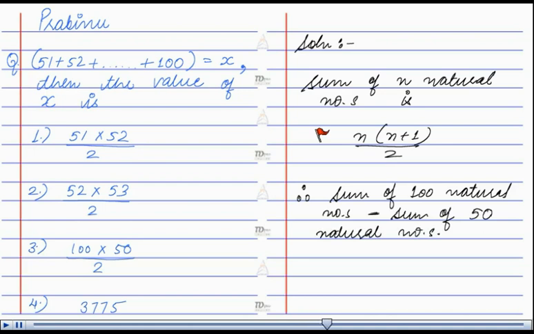So according to formula, 100 into 101 divided by 2 minus 50 into 51 divided by 2, which gives 10100 divided by 2 minus 2550 divided by 2, or 7550 divided by 2, which gives 3775. Therefore, answer is option number 4.